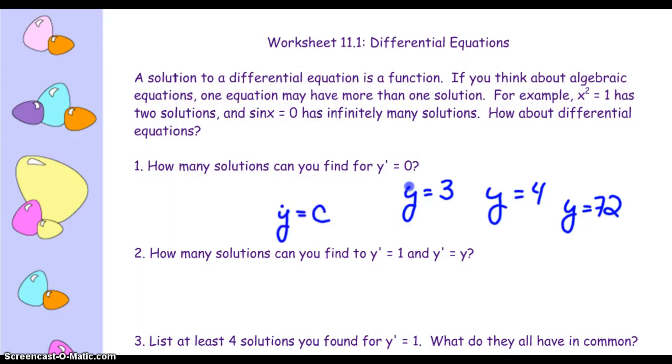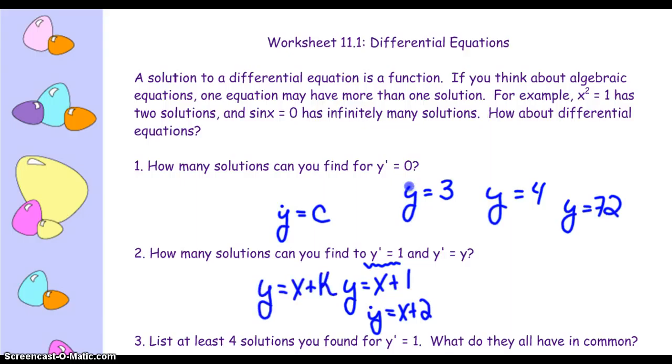Excellent. Number 2, how many solutions can you find where y prime equals 1 and y prime equals y? Well, two different questions, so let's break it down first. The one here, y prime equals 1, that means that the slope was 1. So we'll go y equals x. It could be y equals x plus 1, y equals x plus 2, and on and on. So let's sum that up with y equals x plus k. Throw a different constant in there.